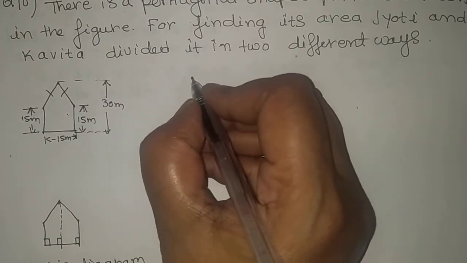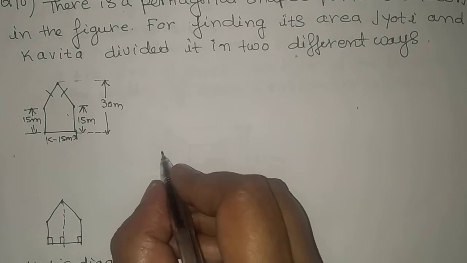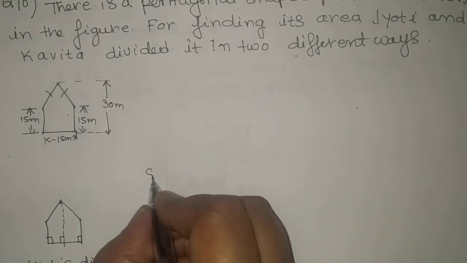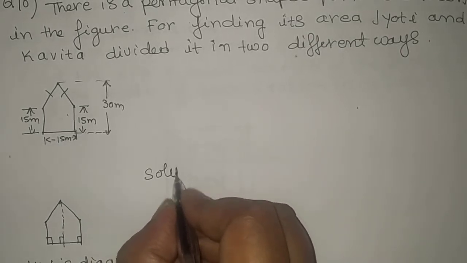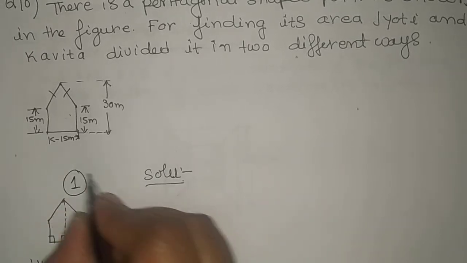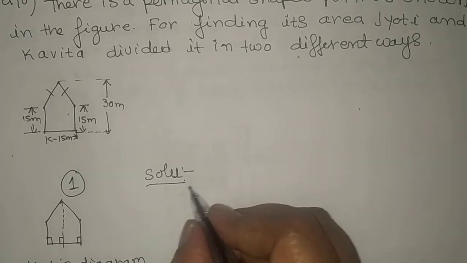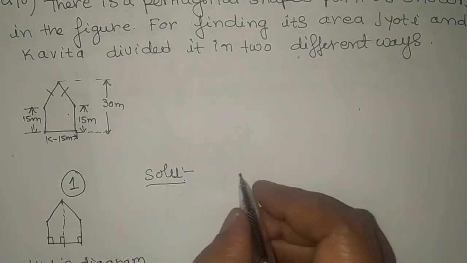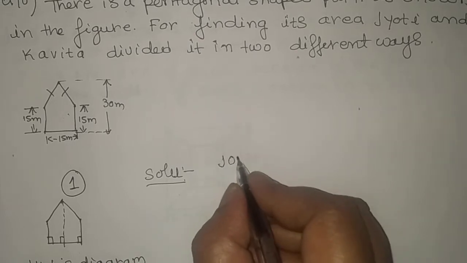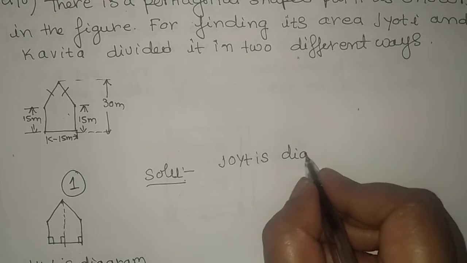So finding the area in the first case, we'll see the solution. In this first case, first is Jyoti, second one is Kavita. First one, Jyoti's diagram.